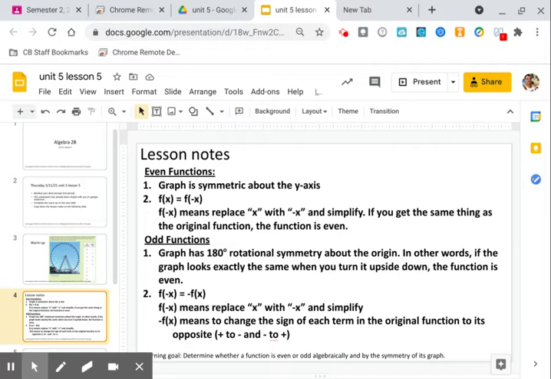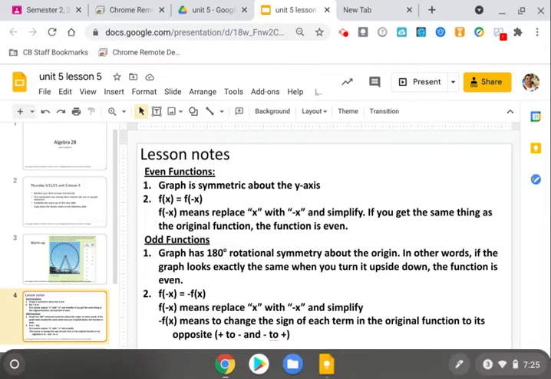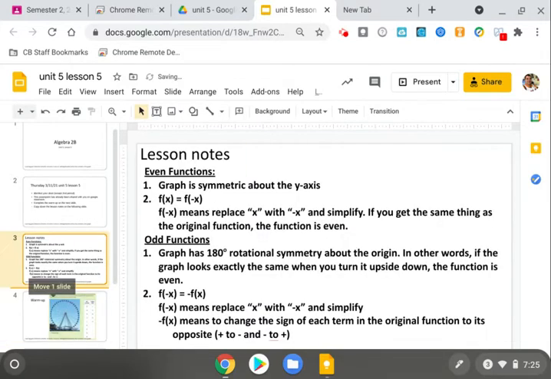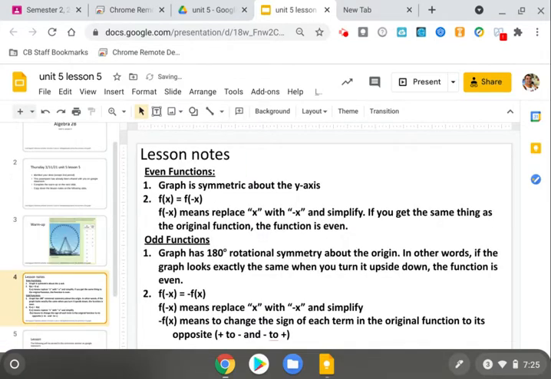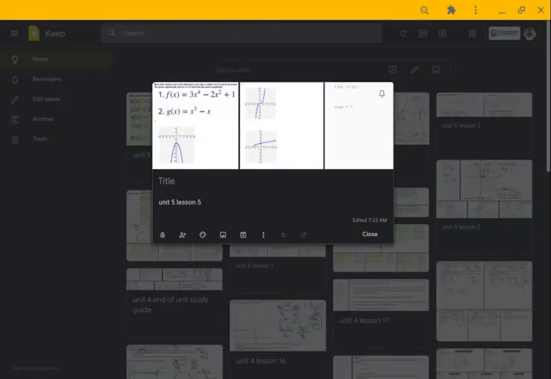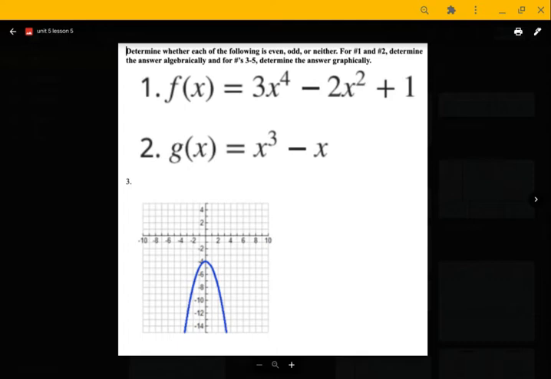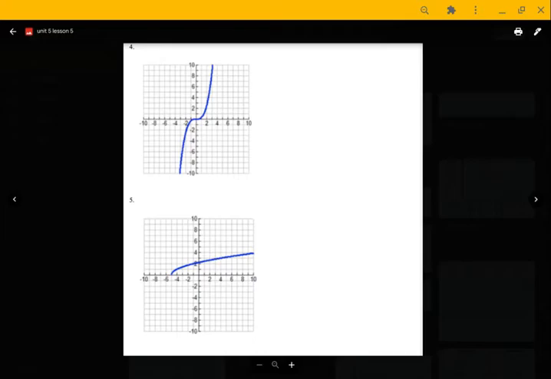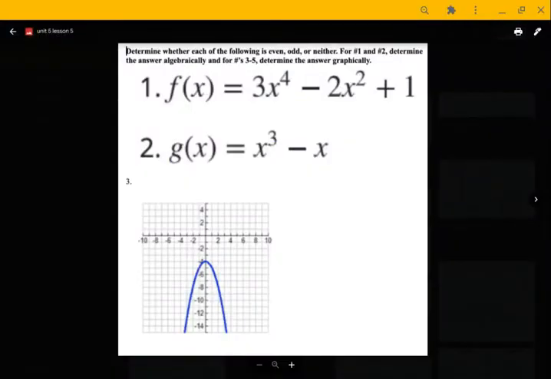And what we want to be able to do today is to determine evenness or oddness graphically, and we also want to be able to do it algebraically. If we look at the examples, you'll notice there's a mix of algebraic and graphical examples. So in fact, the directions say for number 1 and number 2, determine the answer algebraically, and for numbers 3 through 5, determine the answer graphically.